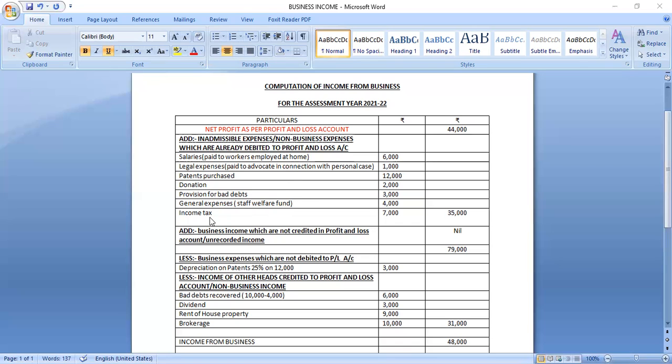Next is income tax. We include income tax. Income tax is a non-business expense. You pay income tax on the profit of the business. So it is not a business expense.